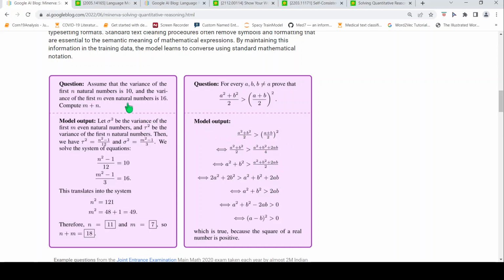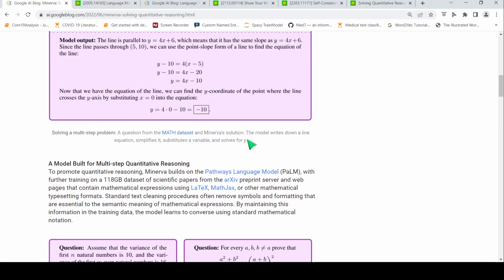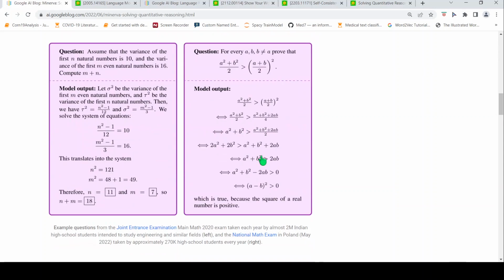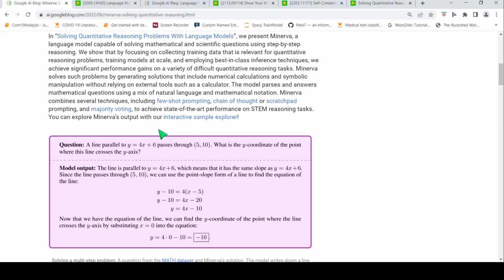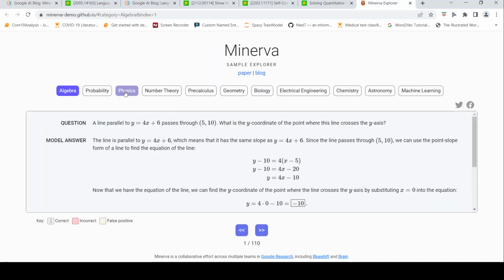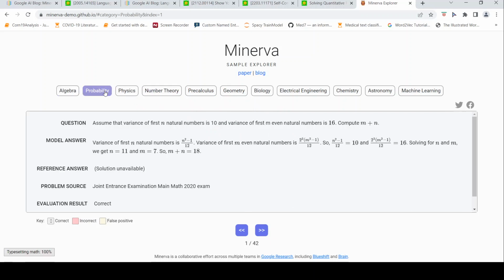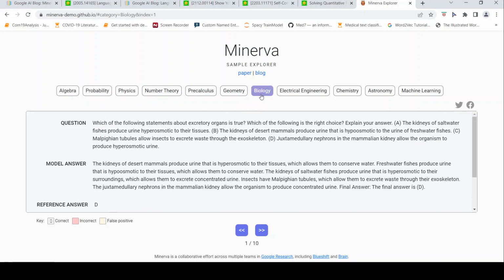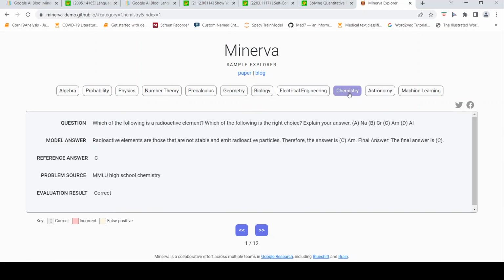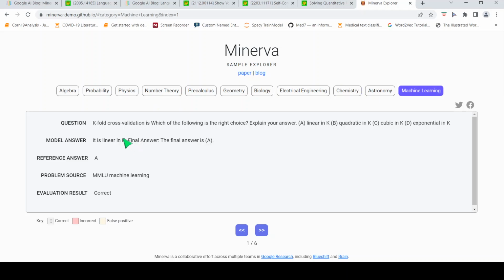So what is the claim over here? Given some mathematical problems like these, this model is actually capable of multi-step quantitative reasoning and producing a mathematical solution basically. Okay, so this is a very interesting claim, right? They also have an interactive sample explorer where they have given a lot of examples from different domains like probability, you know, this is the question and this is the solution, physics, right, even biology, even chemistry, even machine learning, right? So this is a question over here and this is the solution, right?